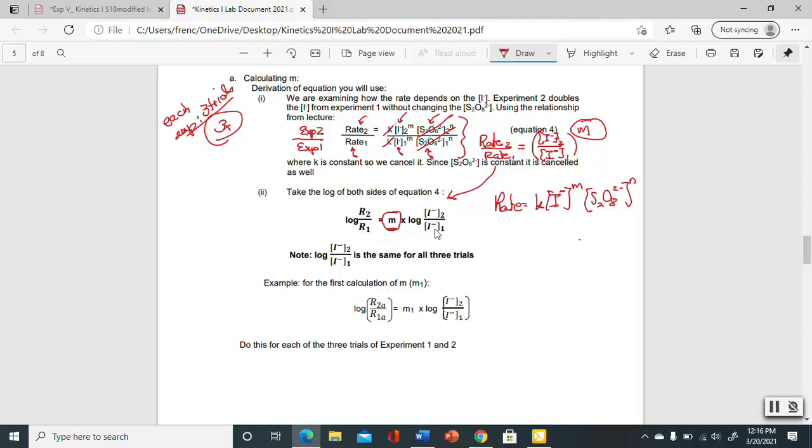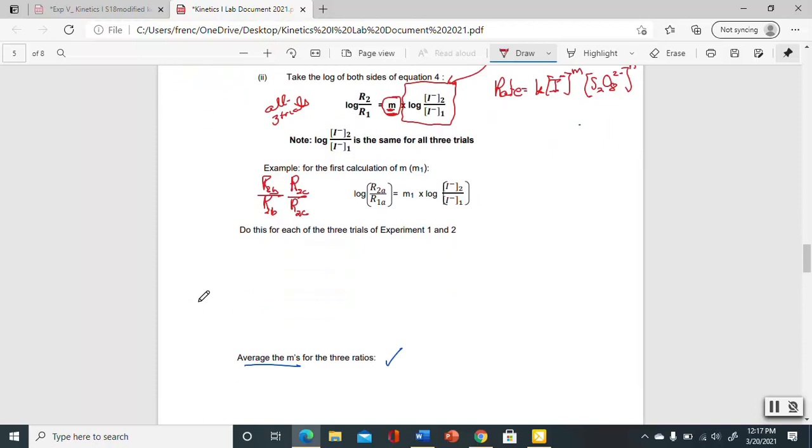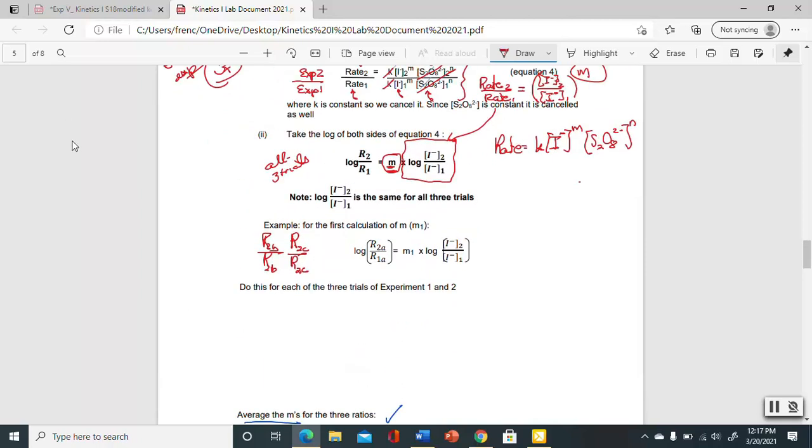Now, this is going to be the same thing for all 3 trials. Remember, I said we did this 3 times? So for all 3 trials, it's going to be the same. The rate 2 and rate 1 will change a little bit, and we'll be able to find M. Here I've written out rate 2A, that's the very first run you do, and iodide 2. Then rate 1A and iodide 1. All right, so now we should be able to figure out the M's. Log rate 2 over rate 1 equals M times this. And these are calculated, so we'll be able to figure out M. Once you find the M's for all 3, go ahead and average them.